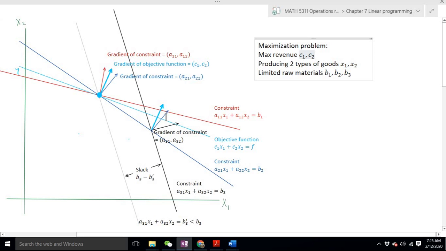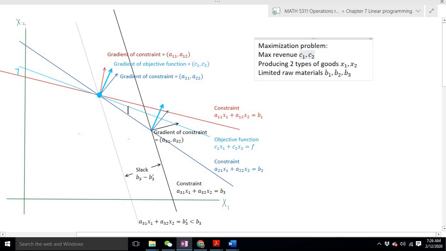Now, what do the perpendicular lines represent? It turns out that these perpendicular lines are the gradient or rate of change of these constraints. Now, if I change B, what direction does the line move? The line moves perpendicular to itself, right? So you can think of it that way.